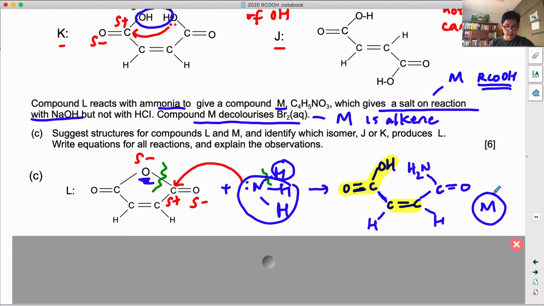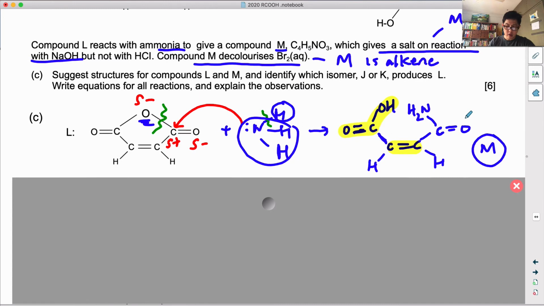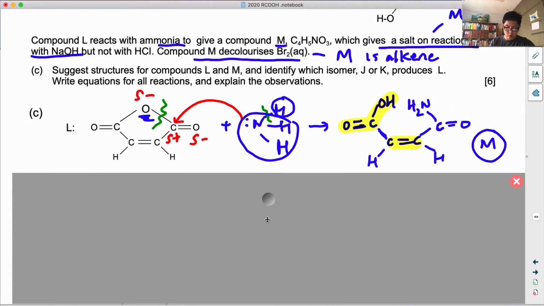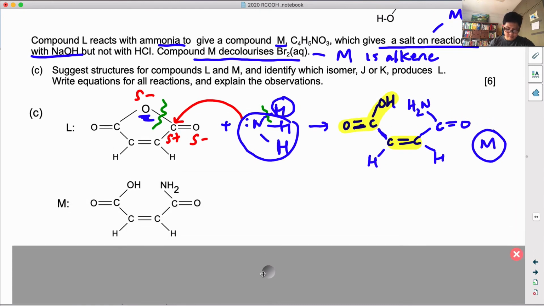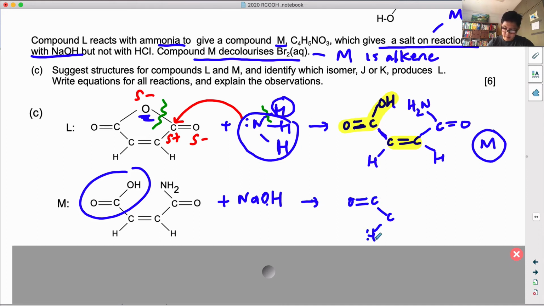Okay, the next part. It says write equations for all reactions and explain the observation. So I'm going to write the equation for the next two. I will draw M nicely. M will react with sodium hydroxide. This is an acid-base reaction. You can probably complete it yourself even. Because it asked me to write the equation, I have to write the equation.